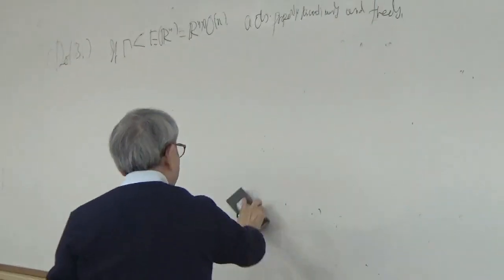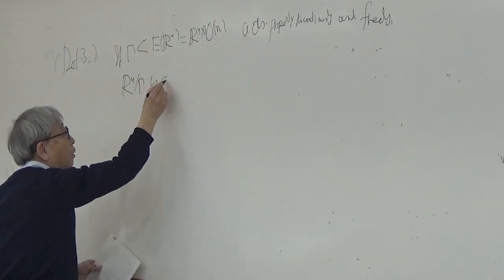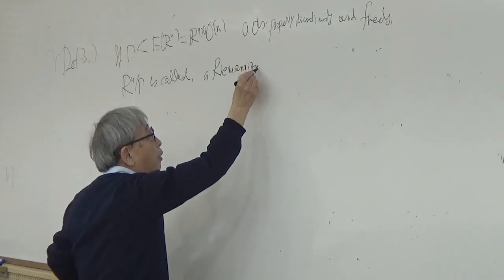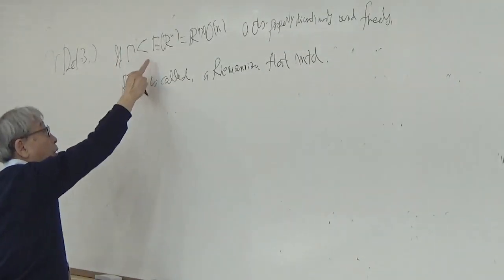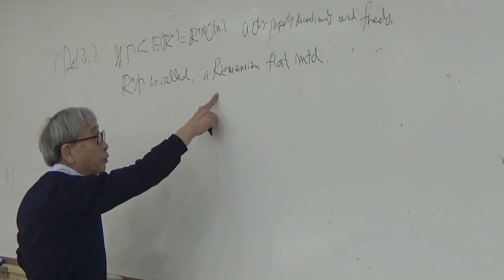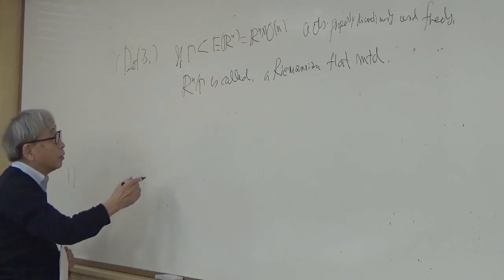Then, as I said, this becomes a quotient manifold, and this quotient manifold R^n over gamma is called a Riemannian flat manifold. If gamma belongs to the Euclidean group and acts properly discontinuously and freely, then the quotient space is called a Riemannian flat manifold. Another word is Euclidean space form. I don't assume compactness so far. One more definition.